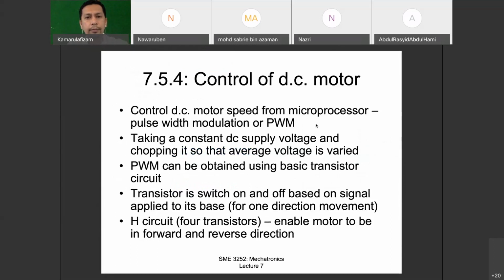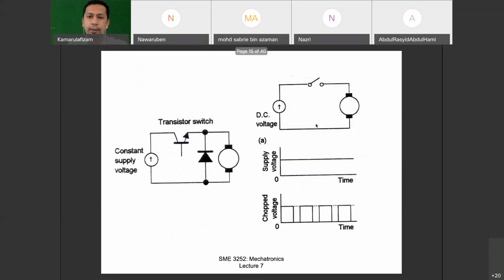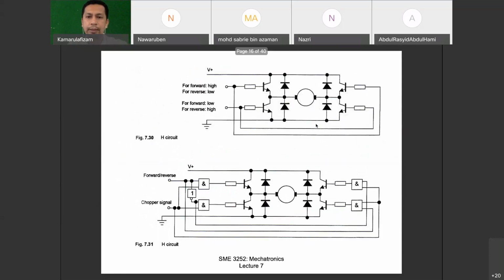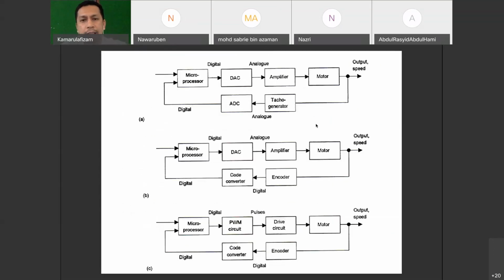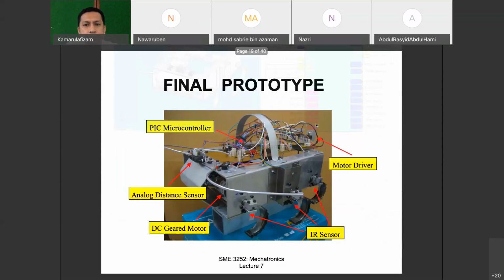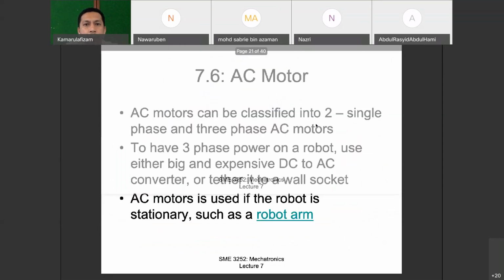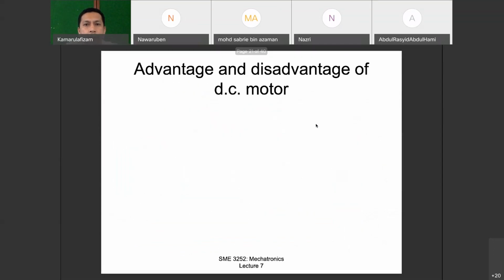Control, supply voltage, macam biasalah you ambil DC cell kering daripada bateri 2 AA pun dah boleh run. DC motor. Alright.